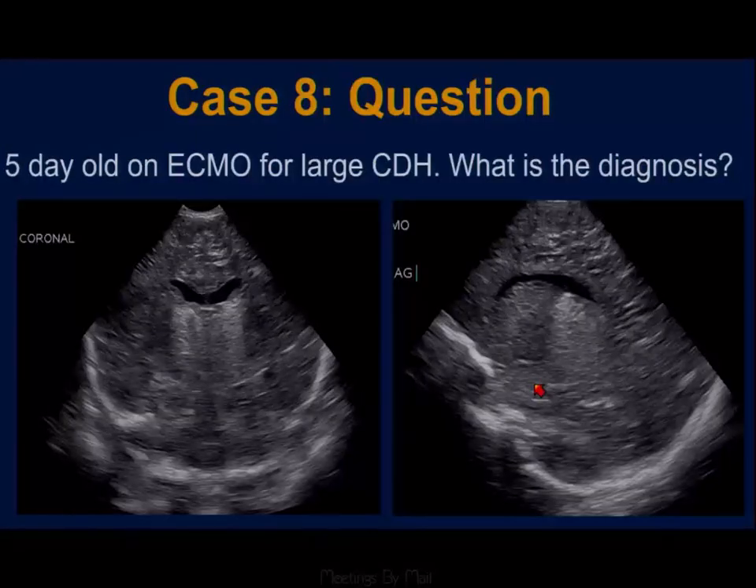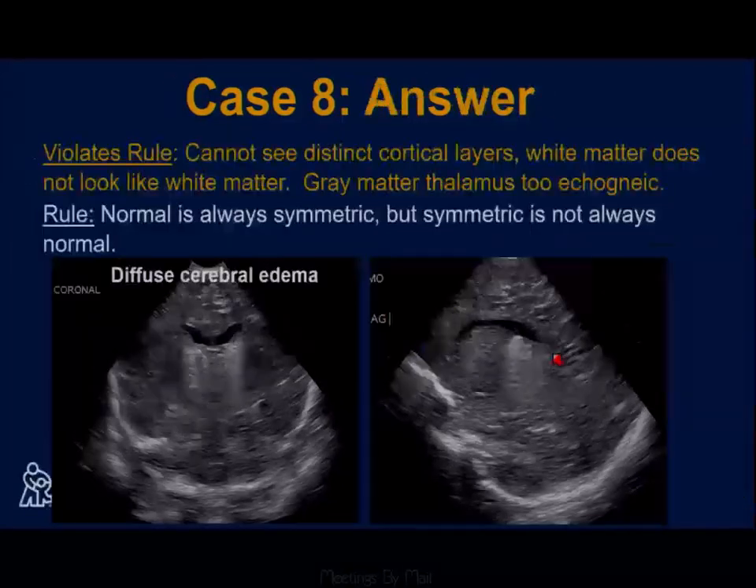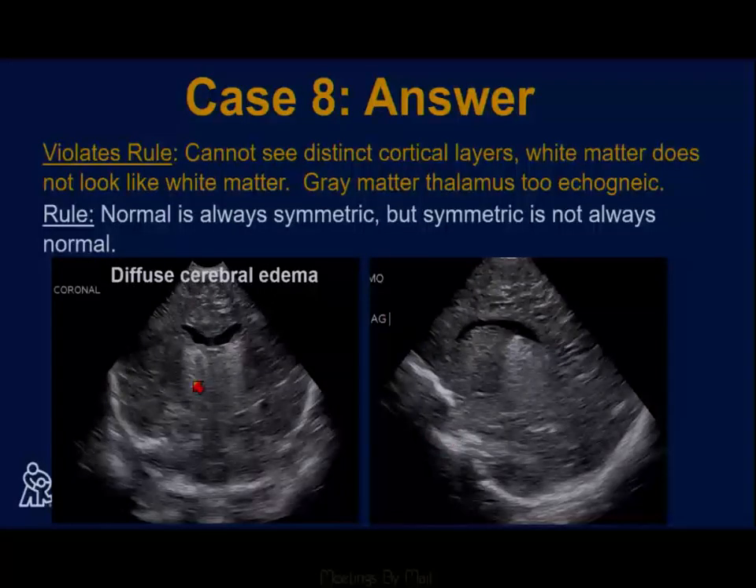And finally, kid on ECMO for a large congenital diaphragmatic hernia. And again, with that history of ECMO, we look really carefully at that caudothalamic groove, but that caudothalamic groove is pretty nice. You see that nice kind of seagull shape there, and there's no bulging of that region, of that germinal matrix. And so really, it's, again, to emphasize, it's looking at those 3 layers of cortex. So you just don't see good cortical differentiation there. And this is diffuse cerebral edema.